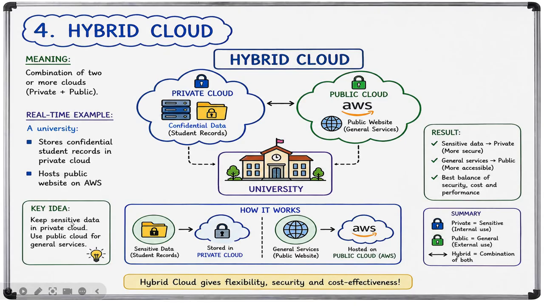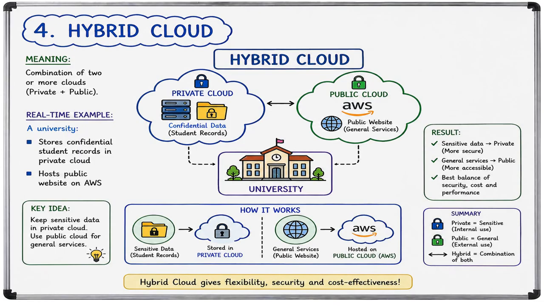Then comes the sensitive data. It is kept in the private cloud, that is, it is always stored in a secure private environment, and this reduces the risk of data breaches, and it ensures compliance with privacy rules. Then the general services, that is, non-sensitive services like websites or apps, are hosted on the public cloud, and they can be accessed by anyone over the internet, and this reduces the cost and improves the availability.